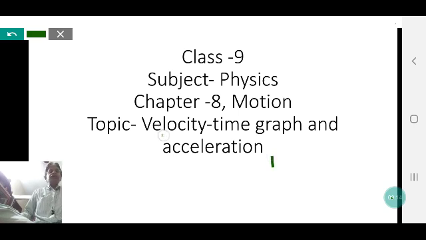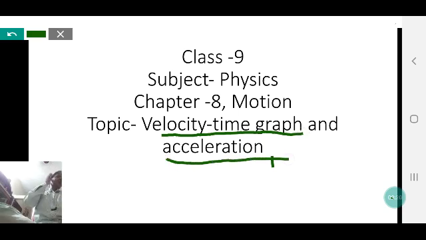Velocity time graph is the graphical representation of motion. In the first video I discussed in detail the graphical representation of motion. In the last video we discussed the distance time graph, its slope and more interpretation from the distance time graph. In this video we will study the velocity time graph, its slope and the acceleration. What is the relationship between velocity time graph and acceleration? That will be discussed in this video.